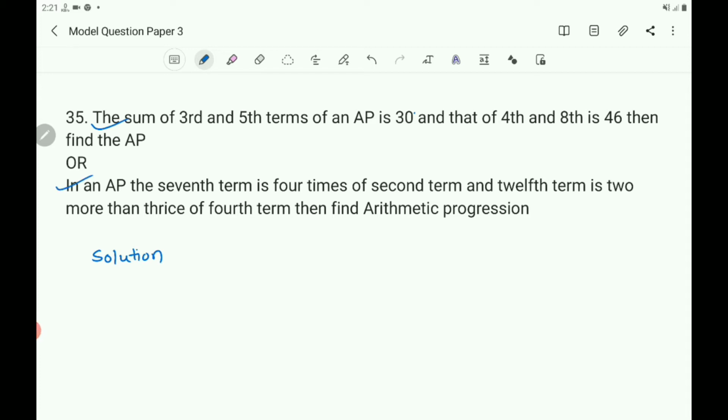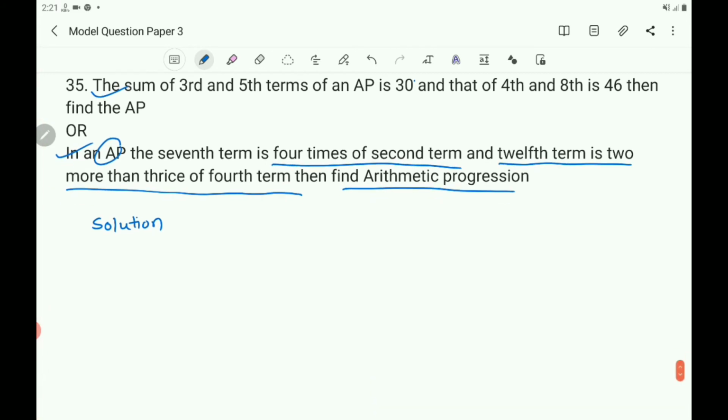Next, the second OR question. In an AP, the seventh term is 4 times the second term, first relation, and the second relation, the 12th term is 2 more than thrice the fourth term. Then find the arithmetic progression. So let us form the relation here. It is given that the seventh term is 4 times the second term. So the symbol for the 7th term is A7, that is 4 times the second term, 4 times A2. A2 is the symbol for the second term. So you got that A7 equals 4A2.